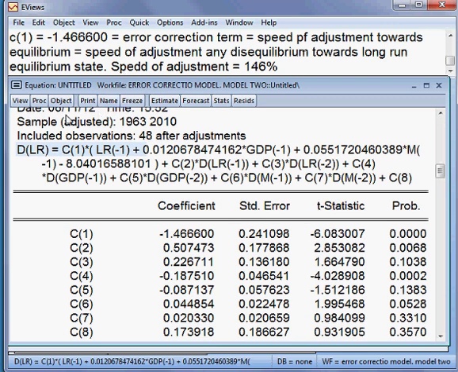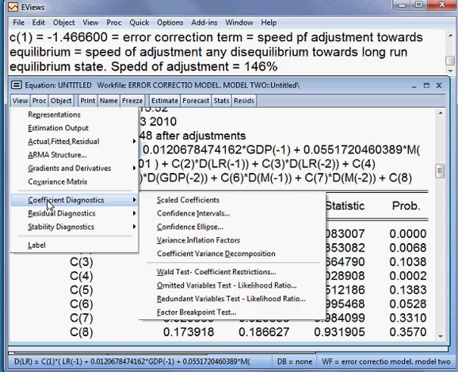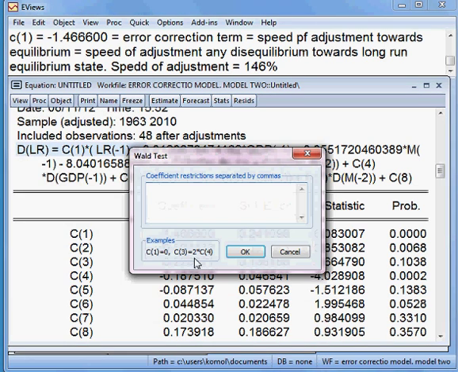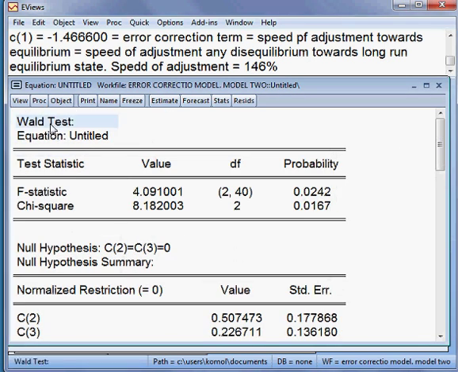So how to check? I go to View, then Coefficient Diagnostics, then Wald Test. I put C2 equal to C3, whether jointly they can influence the dependent variable or not, and press OK. This is the outcome of the Wald test. Here you see the chi-square value, and the probability value is 1.67. And what is our null hypothesis?